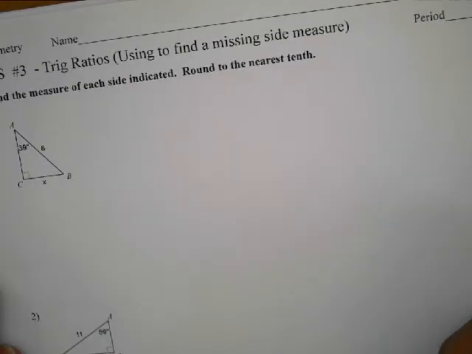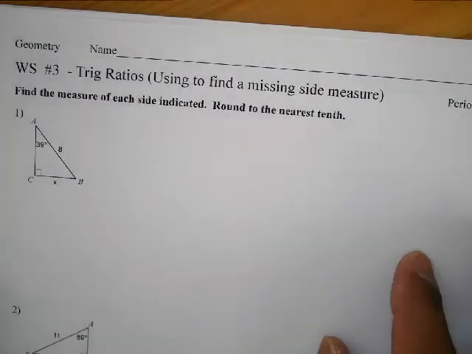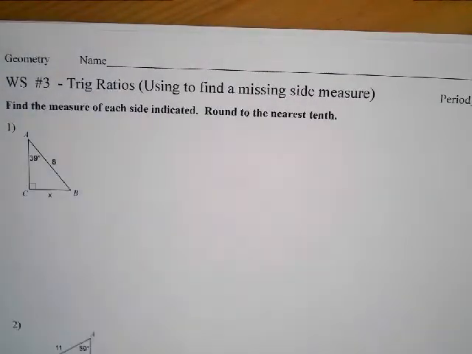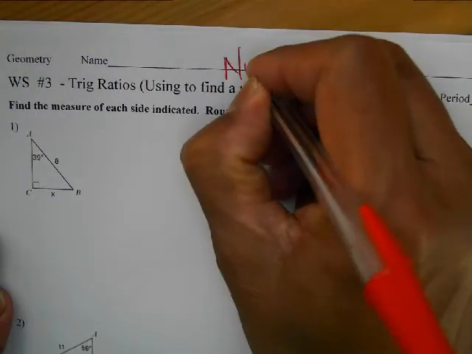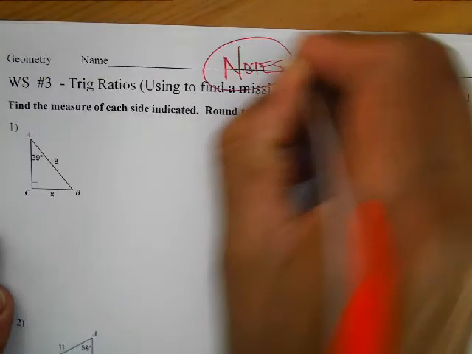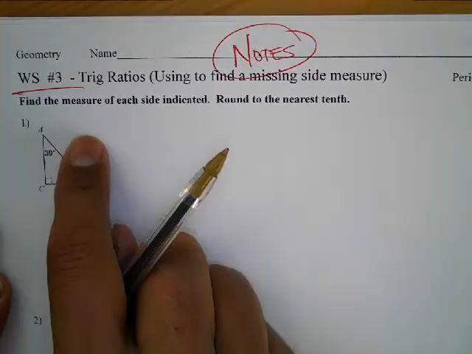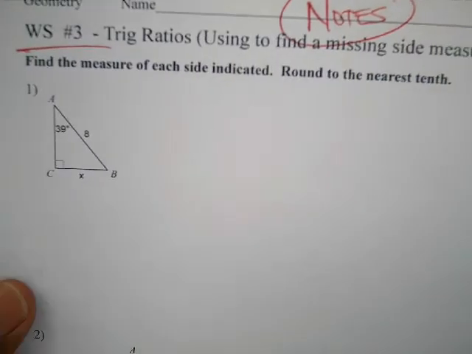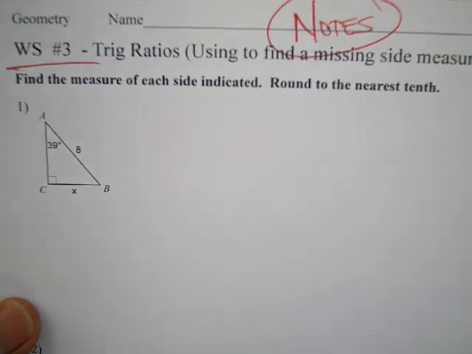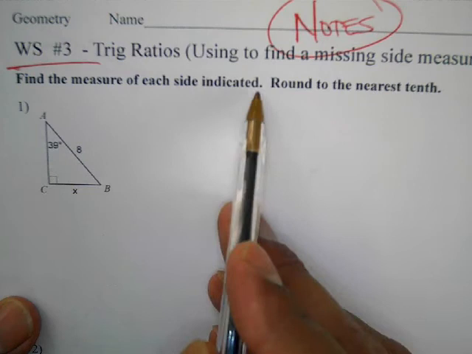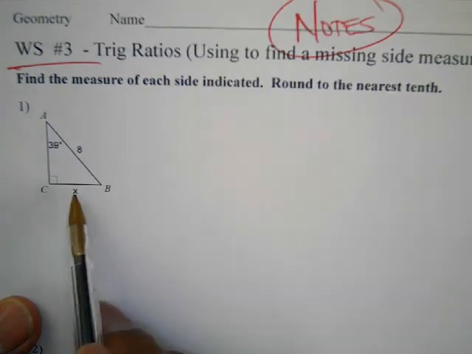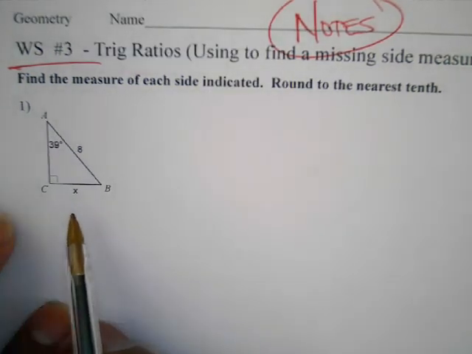These are the notes for worksheet 3. I didn't provide this, but you can pause it. For worksheet 3, the notes, you can pause it. You can copy the triangle here. It's going to ask you to find the measure of each side indicated. There's going to be one unknown side here.